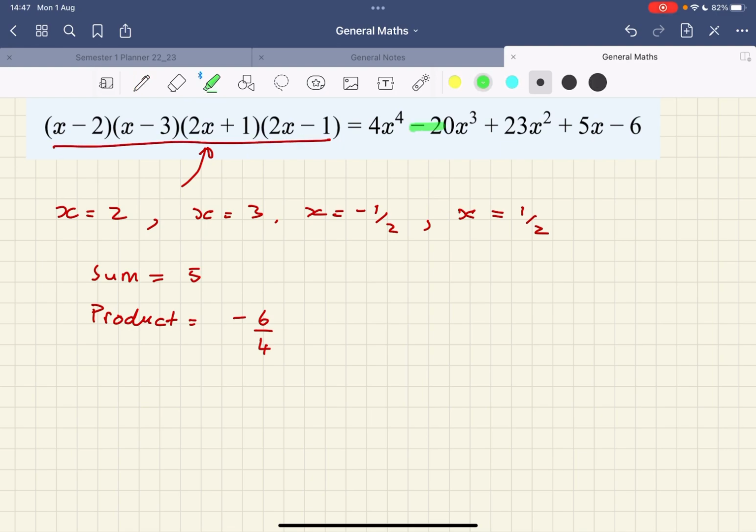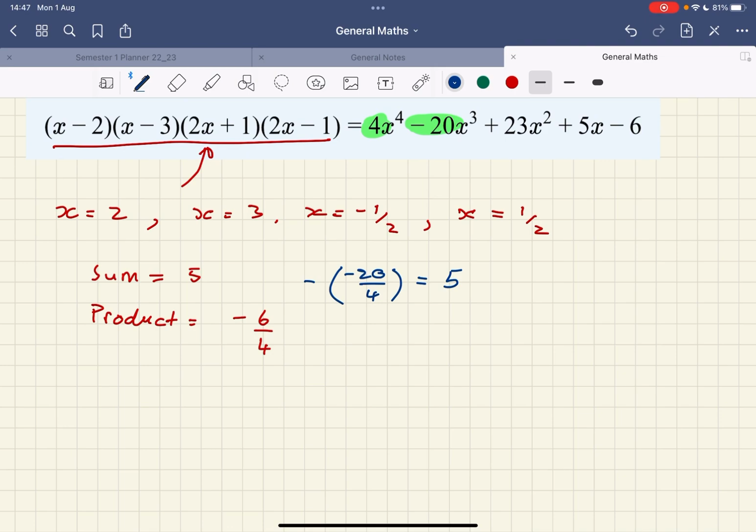Well, we're going to take this -20 here. We're going to divide it by 4. And this will give me -20 divided by 4. And it gives me obviously -5. But if I put a negative in front, it gives me a 5. And so that gives me the sum.